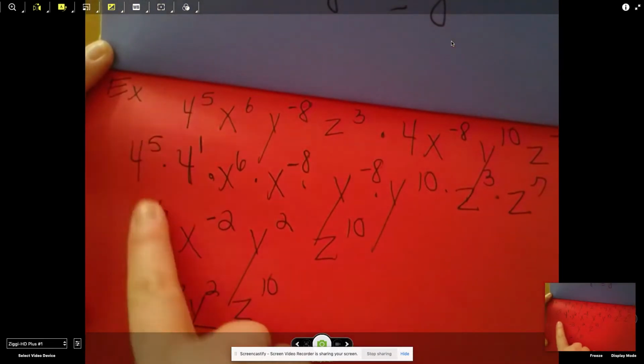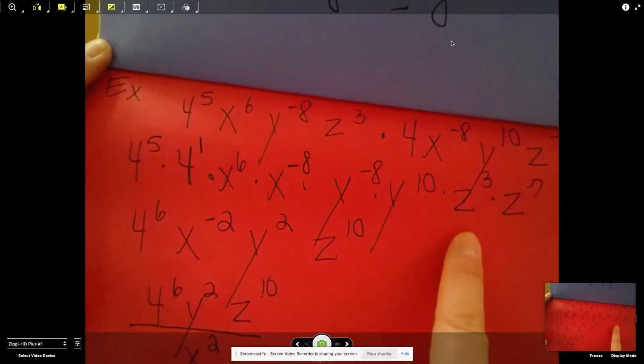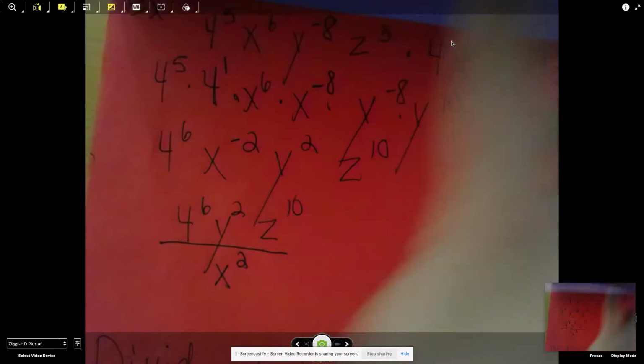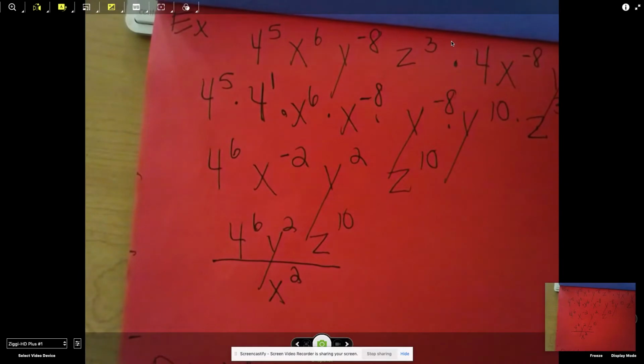Now, you could have some very, very complicated ones. So you group the bases that are alike together, the 4s, the x's, the y's, and the z's, and then you just do one thing at a time. If you end up having a negative exponent, then they would expect you to simplify it, and if the x is on top, it ends up going on the bottom.